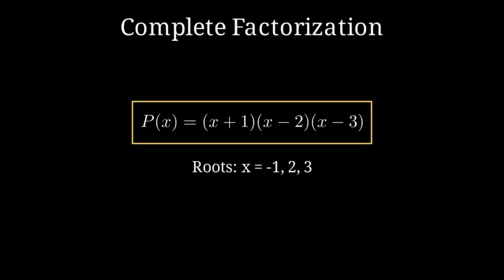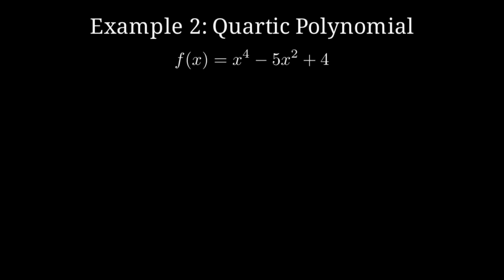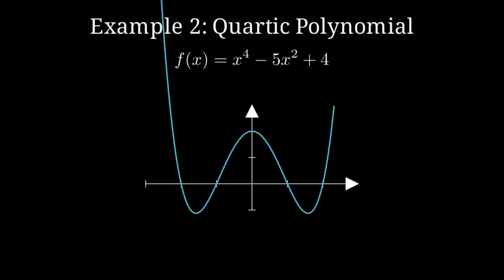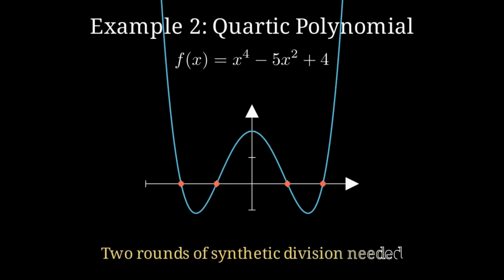For a 4th-degree polynomial, the process is the same, but repeated. We find one root to reduce it to a cubic, then find a second root to reduce it to a quadratic. Persistence is key when dealing with higher degrees.